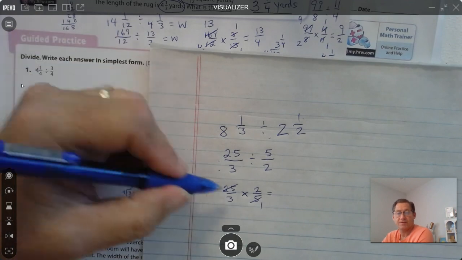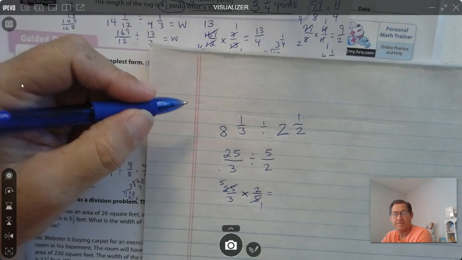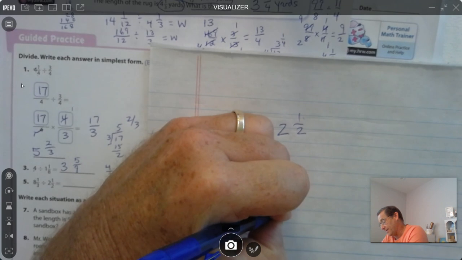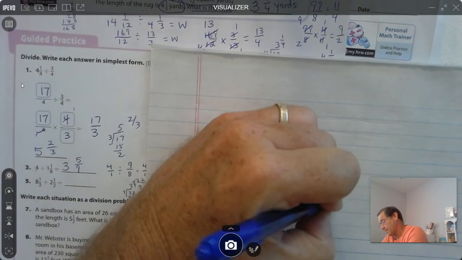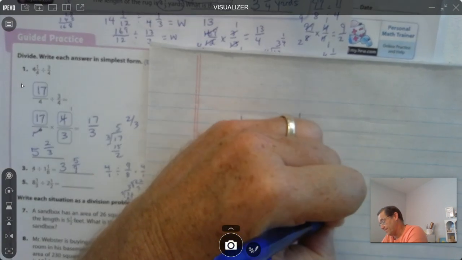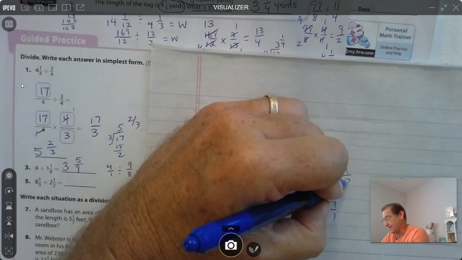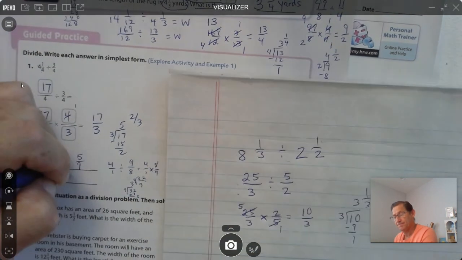5 is a common factor of 5 and 25, reduced by 5. We get 10/3. 10 divided by 3, we'd be left with 3 1/3.